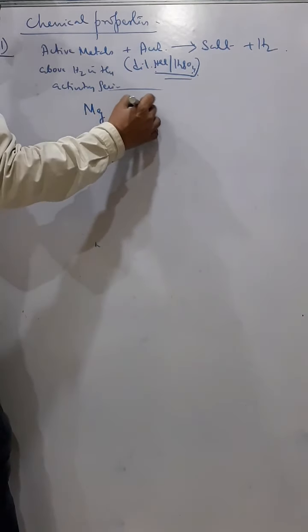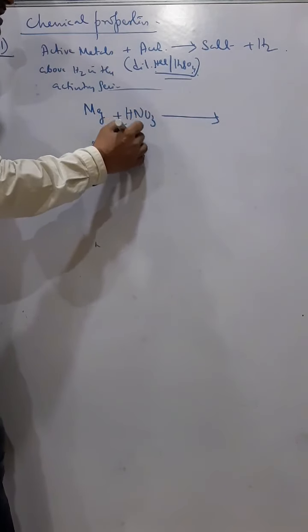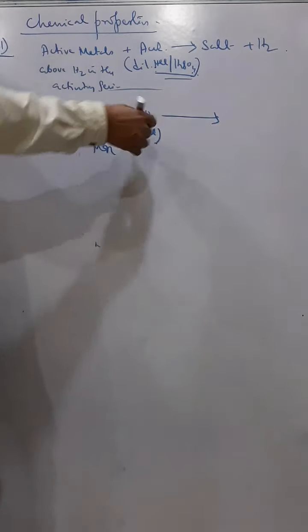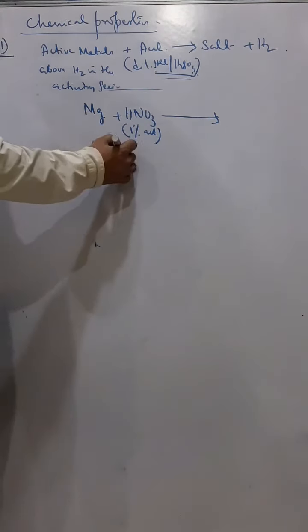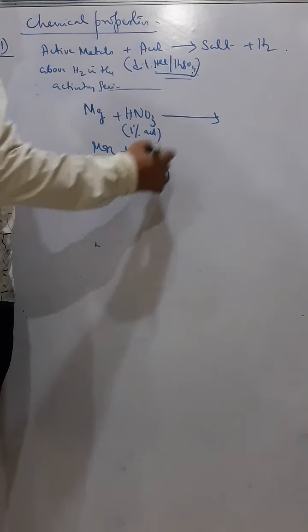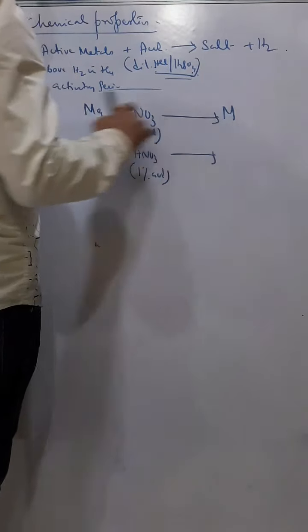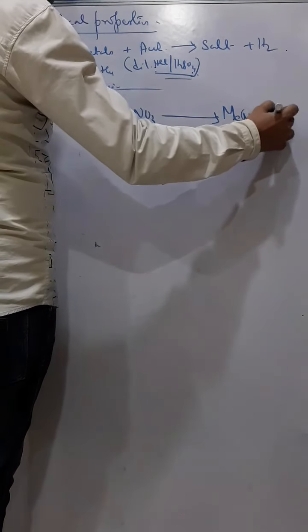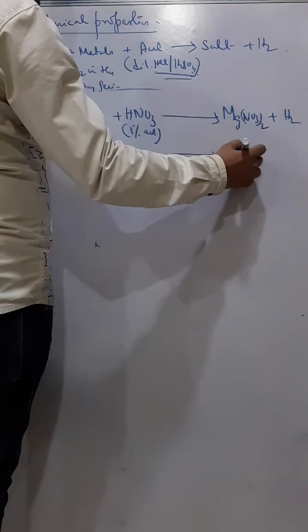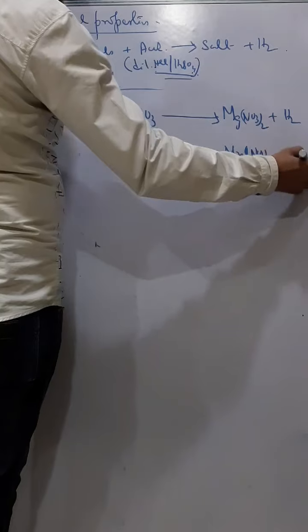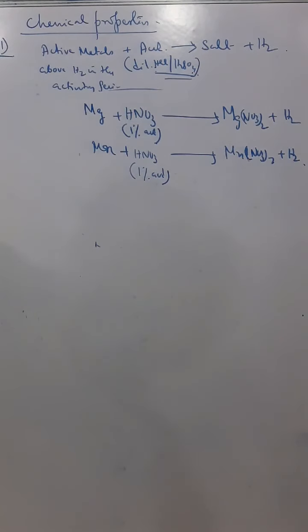They react with nitric acid, but the condition is it should be very dilute: 1% acid and 99% water. So we say 1% dilute. The same goes for manganese with HNO3 at 1% dilute, and we get the respective salt. When we use nitric acid you will get a nitrate, say Mg(NO3)2 and hydrogen, and in this case Mn(NO3)2 and hydrogen. So this is the first chemical property of acids.